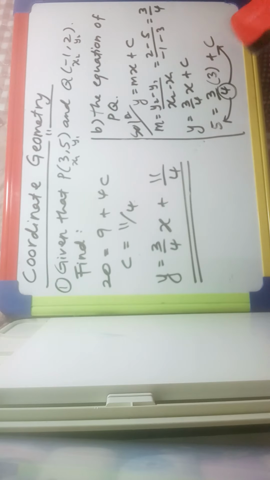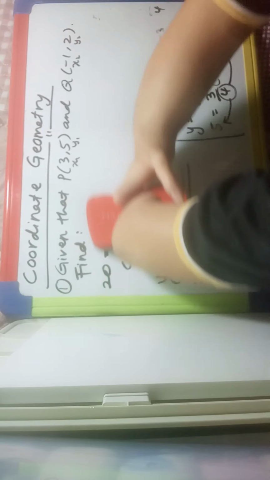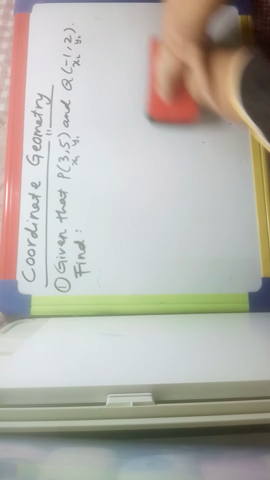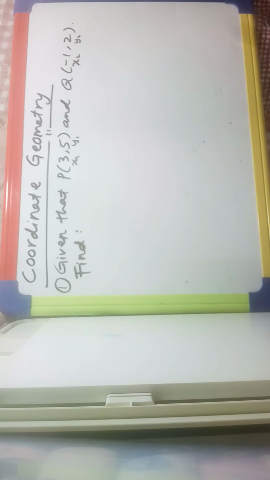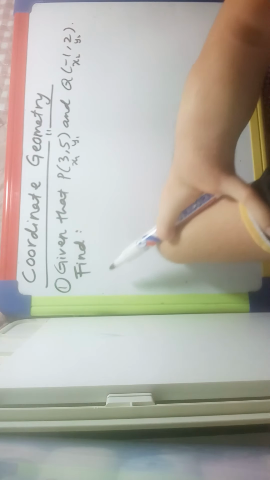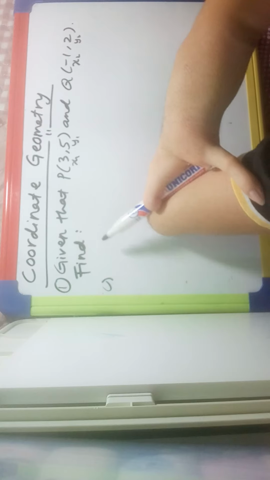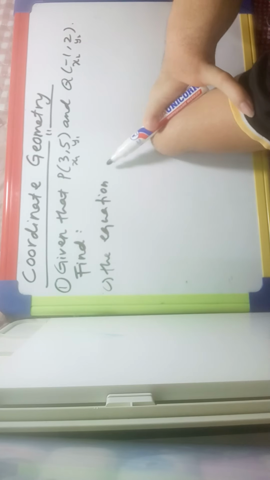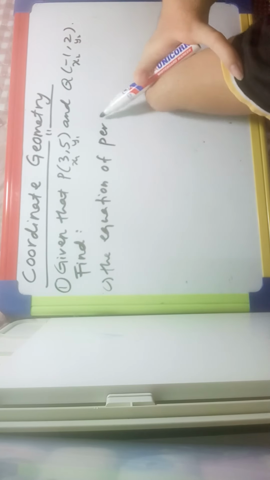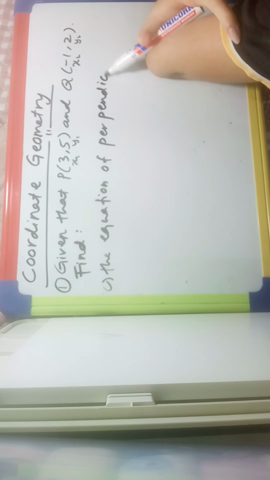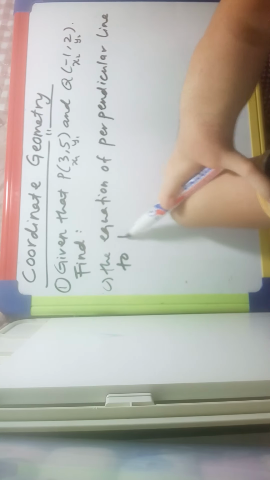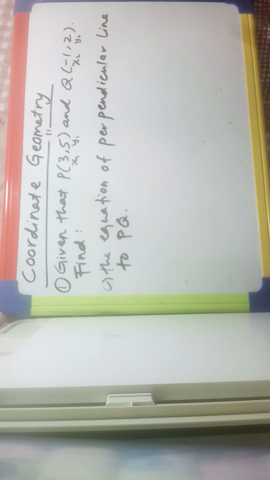Question number B. Clear? Okay, next, question number C. What if the question is asking about perpendicular? Let's say question C, I ask you: find the equation of the perpendicular line to PQ.